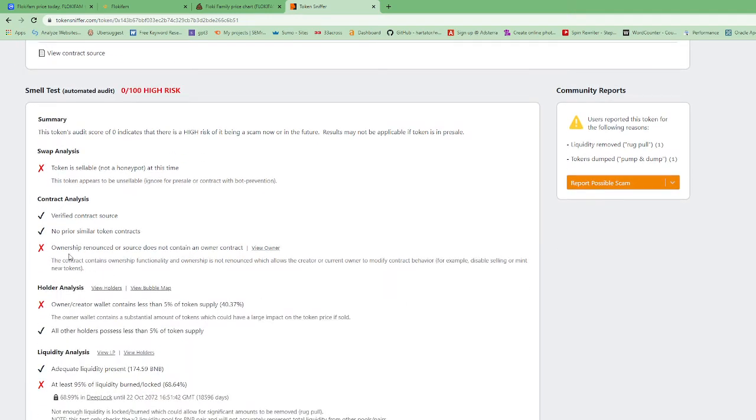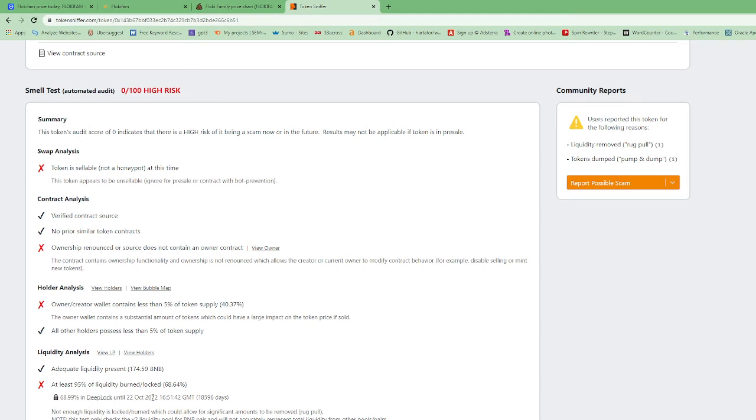And then here it shows again, so we confirm it again, that ownership has not been renounced. And here it's showing where we saw that one wallet had 40%, so here it is. The owner created a wallet that should have less than 5%, but here it shows that it has 40.37%. Liquidity, burnt or locked: 68.64%, so it is locked for 50 years, but that's only 68%.